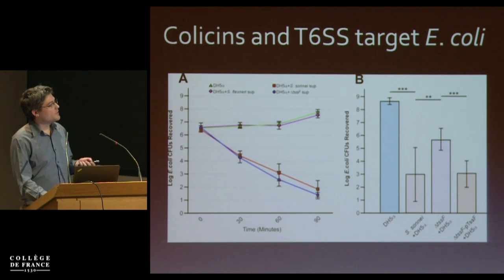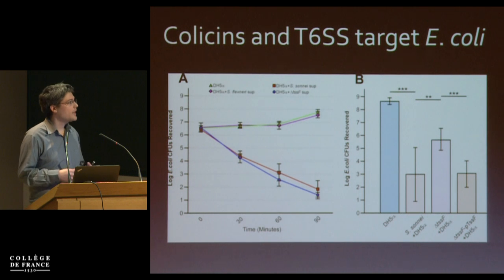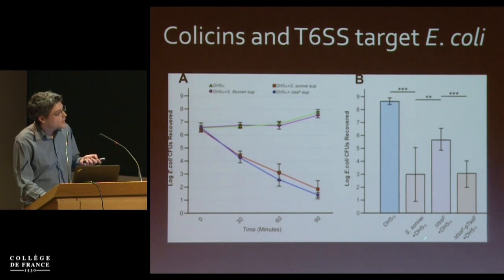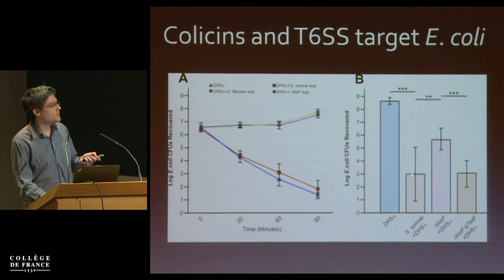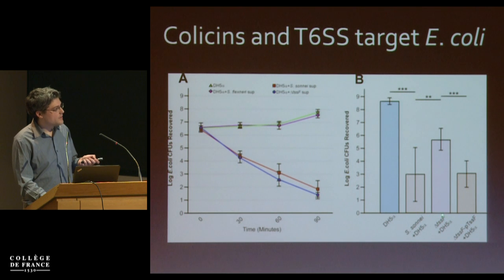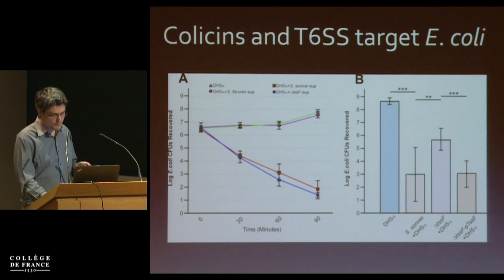What we did for this is we mixed the two competing strains together, in this case Shigella sonnei and E. coli. If E. coli is left alone, it grows to high levels. However, if we then compete Shigella sonnei in, we see a massive amount of killing occurring. If instead of competing with the wild type, we compete with a type 6 mutant, we see around a 3 log increase in recovered E. coli CFUs, and we can complement this phenotype.